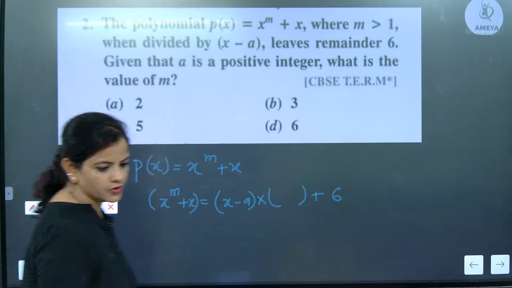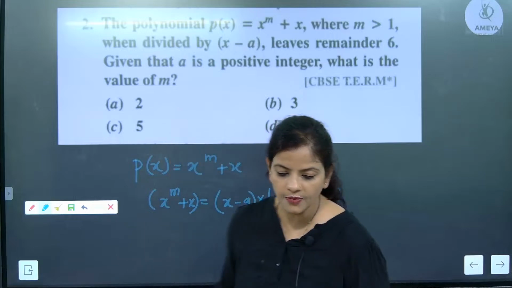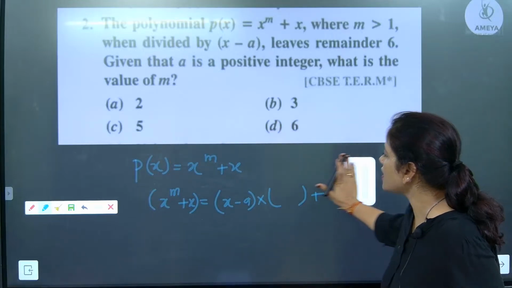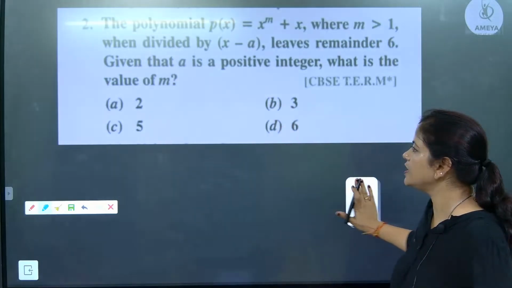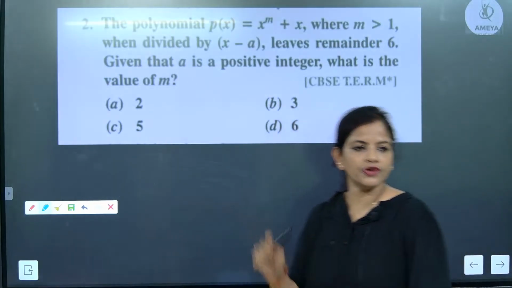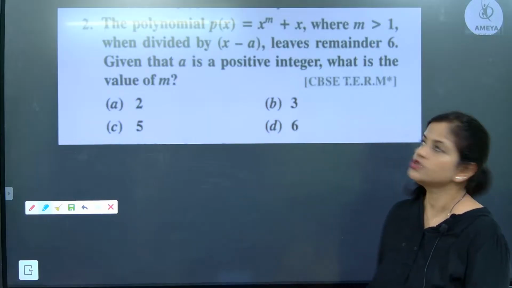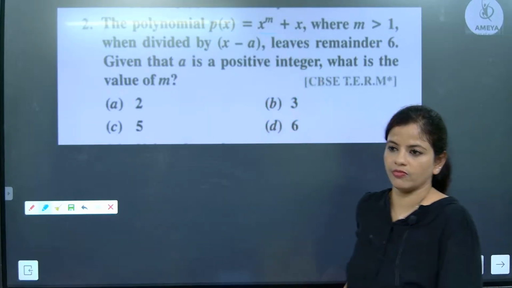We will assume a value to check the point, meaning what can the remainder be. Let us take our options: 2, 3, 5 and 7. First the remainder is 6. So first we are taking a as 2.